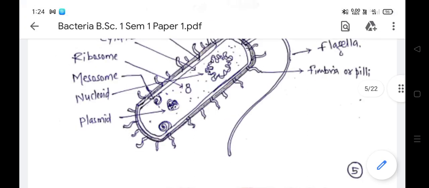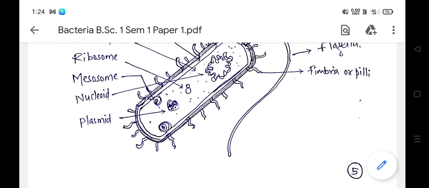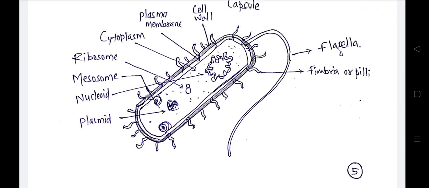So this is all regarding this topic, and we are stopping now. The topic was cell structure of a bacterium. Thank you very much.